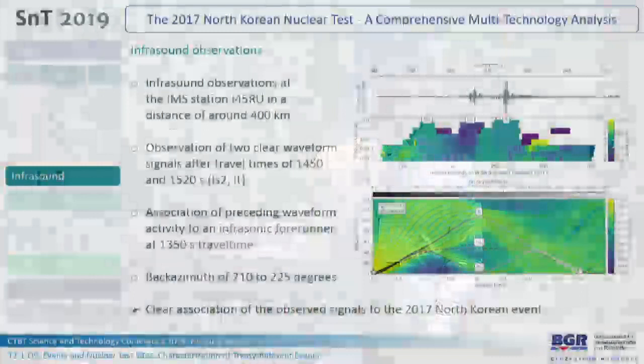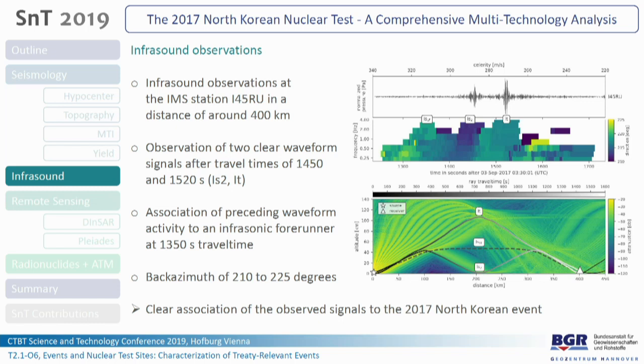Let's quickly jump to the infrasound observations. The strong test generated infrasound that was recordable at the Russian station I45, around 400 kilometers away. Two wavefronts could be observed. This top part here shows the beam. The first one is the IS2, so the stratospheric reflected or bent propagation path. And the second one is IT, the troposphere guided path. They arrive at around 1,450 seconds and 1,500 seconds.